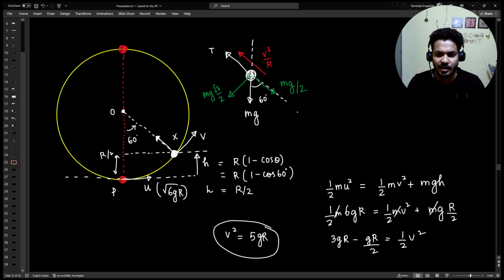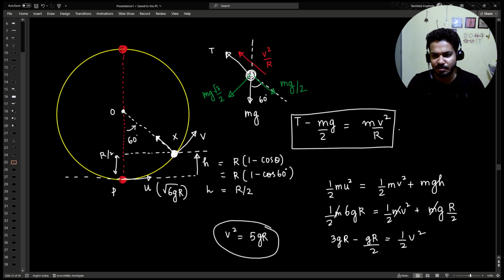Okay, so I'm going to do something like, tension minus mg by 2 is equal to M into v square by r. This is from NLM. Now plug in the values and give me the answer. Mg and m into 5g. Yeah, it should be 11 mg by 2, guys. So your tension should come out to be 11 mg by 2.